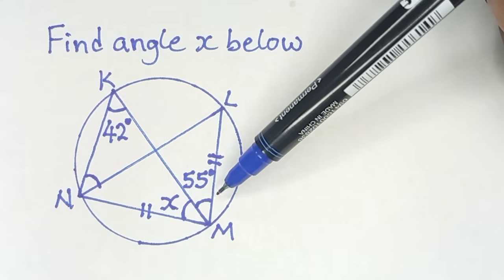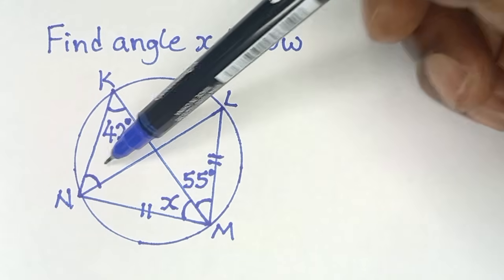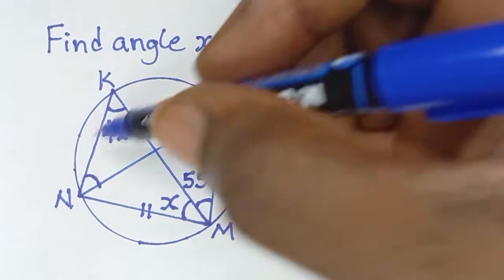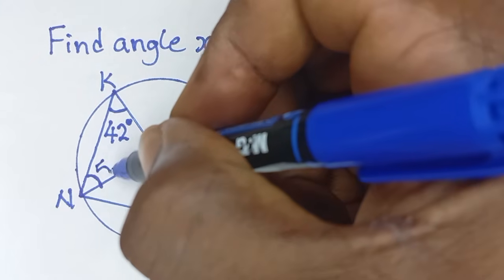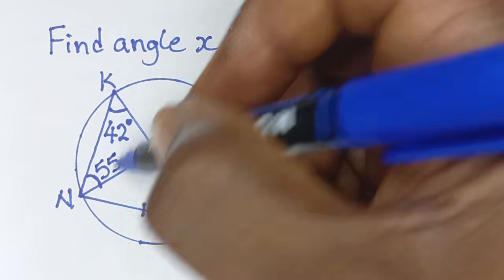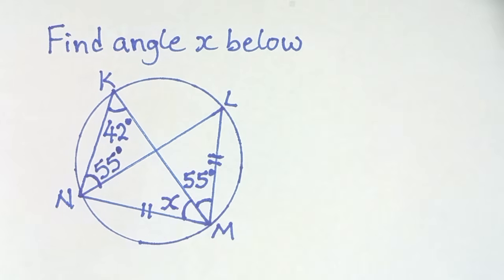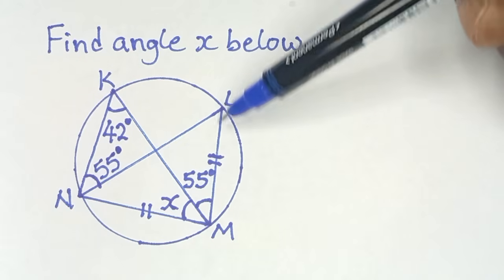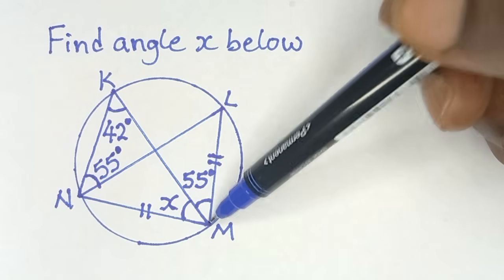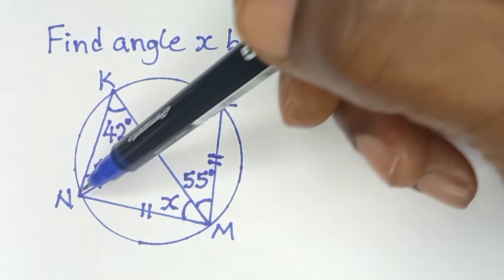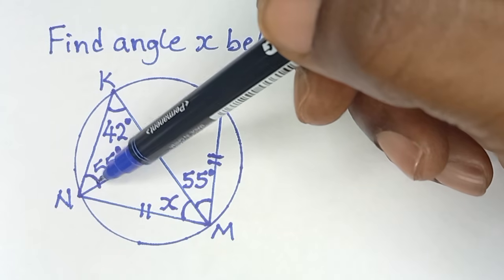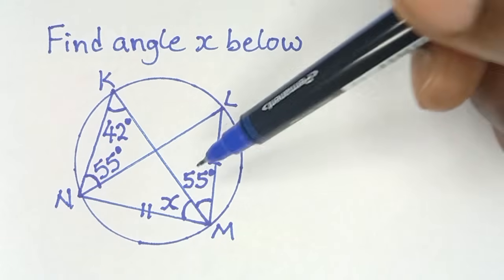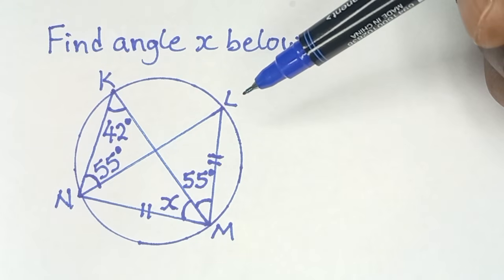And the theorem is that angles in the same segment are equal. So if this is 55, this angle is also 55. So that is how to identify angles in the same segment. The lines must be coming from the same point. They form an angle at one part of the circumference. And when they also go to another part of the circumference, they also form the same angle. Another pair of lines. So these two angles are the same.